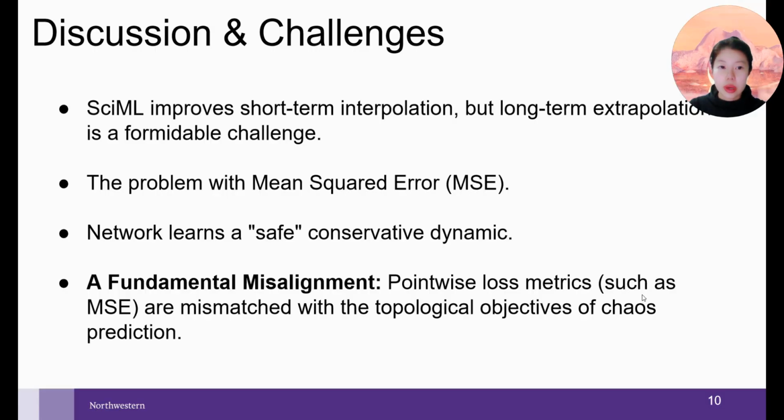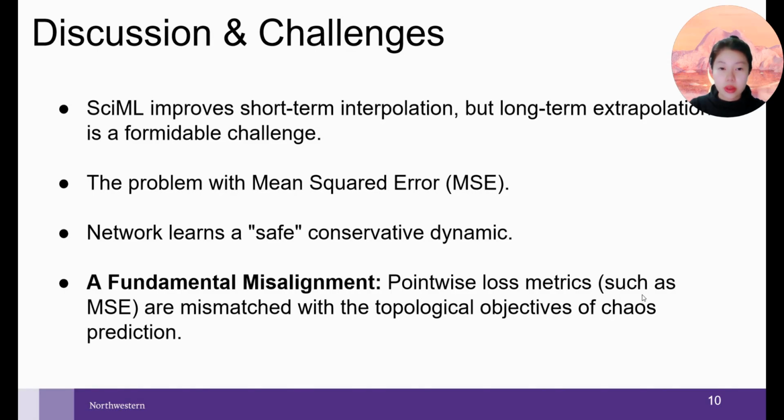This brings us to the main discussion of our findings. While embedding continuous time dynamics or physical priors significantly improves short-term interpolation compared to naive deep learning, long-term extrapolation remains a formidable challenge. The root cause of this limitation stems directly from the objective function.